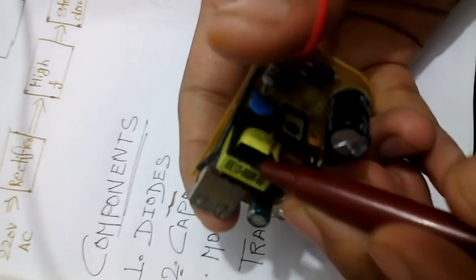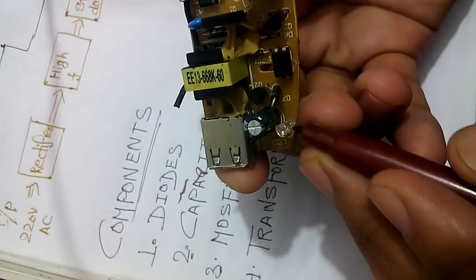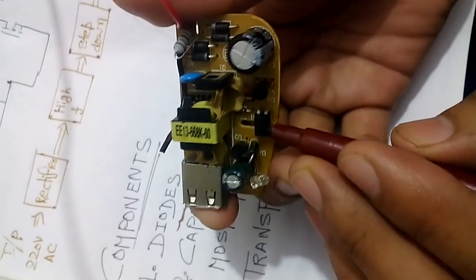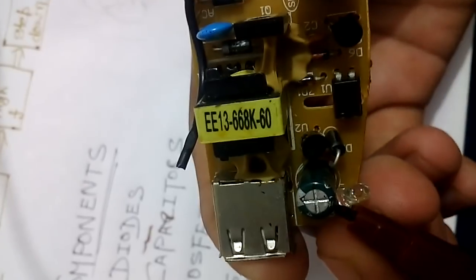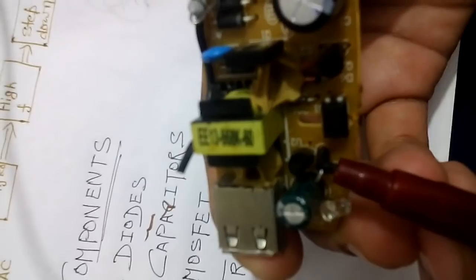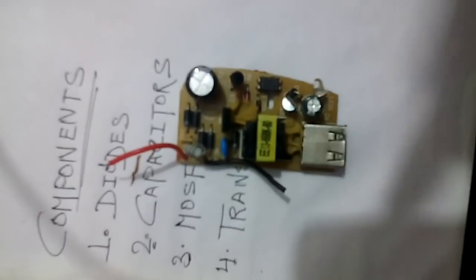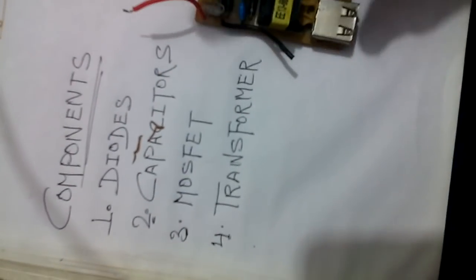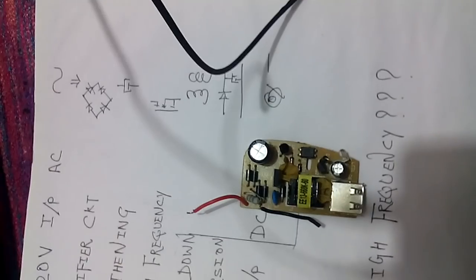We'll see what the uses of all these things are. This is a normal transformer. Then this is an LED light. This is a chip, an IC chip. And this is also a capacitor, and this is a diode. Now we'll see how this cell phone charger works. These are the main components we have seen: diode, capacitor, MOSFET, and transformer.